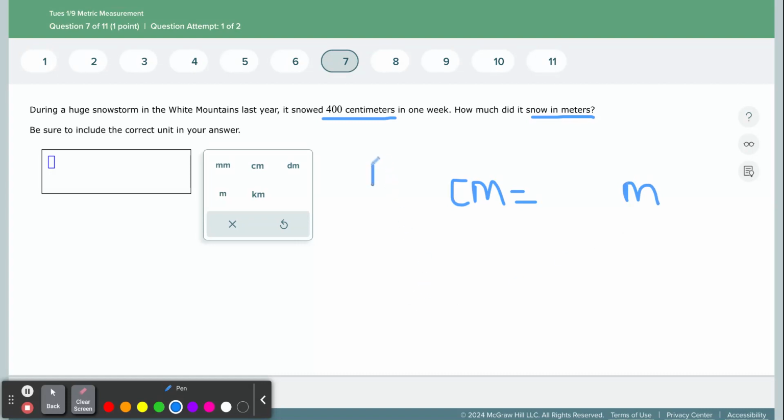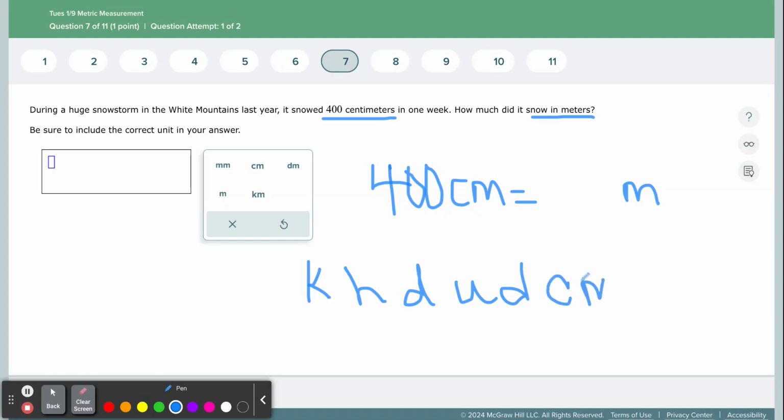So again, I go through and I think of the King Henry saying. I'm 42 years old and I still like to use these little helpful sayings. So it's King Henry died unusually drinking chocolate milk. Okay. So these stand for all my different units or prefixes for my units. So we're using metrics. This is where your base unit is for a meter, right? Meters are here.